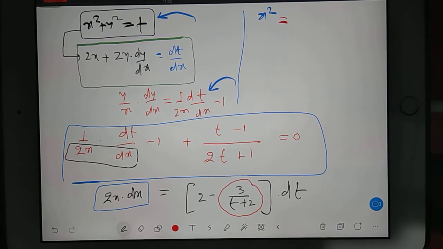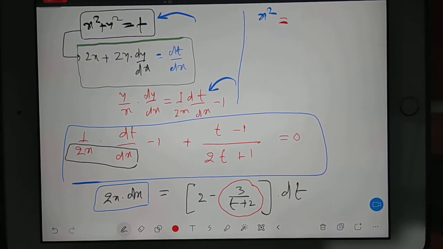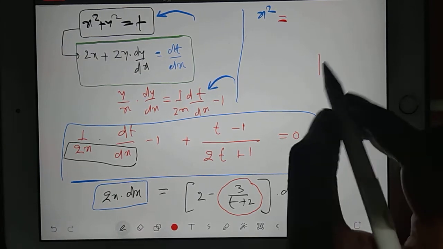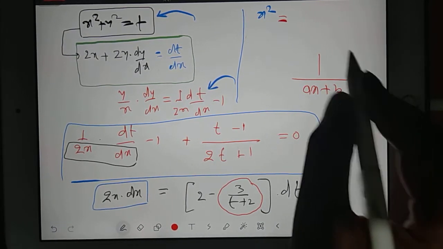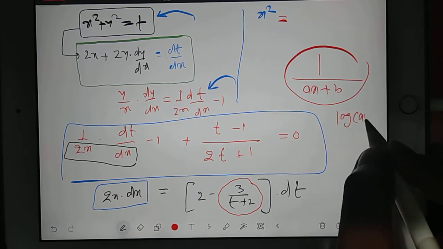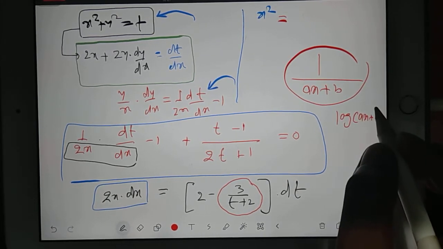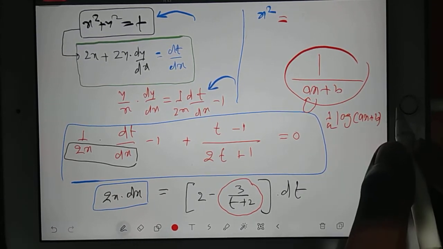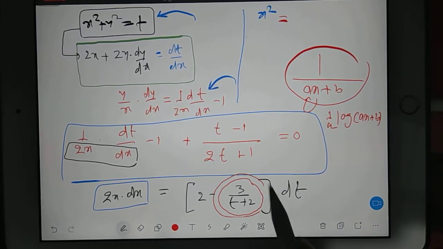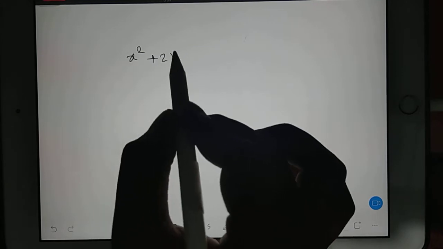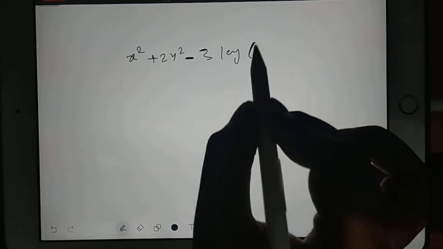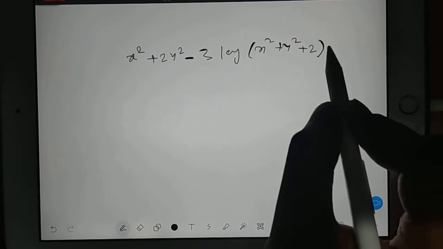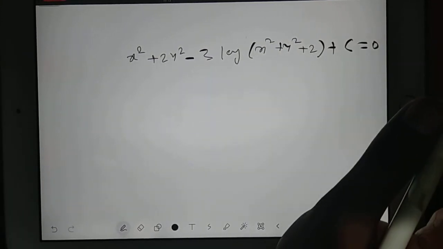Seriously, you guys are poor in this much basic. This is a direct formula. Remember, whenever you have 1 by ax plus b format, you will have log ax plus b, and whatever is the coefficient of x, that you will divide. 1 by a. Simple. So you will do this as log, and here t plus 2 will come. That's all, short. So your final answer I will write here. It should have this format: x square plus 2y square minus 3 log x square plus y square plus 2 plus constant is equal to 0. Everything I have taken to the left side.